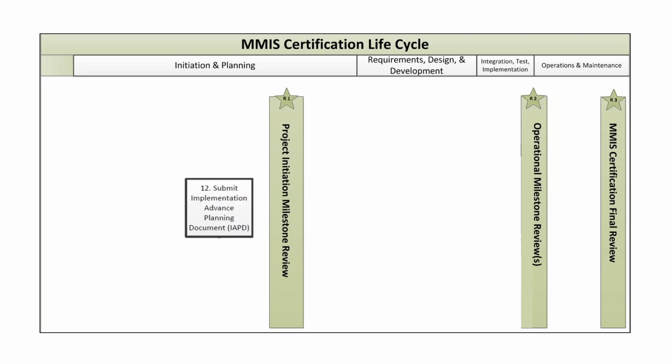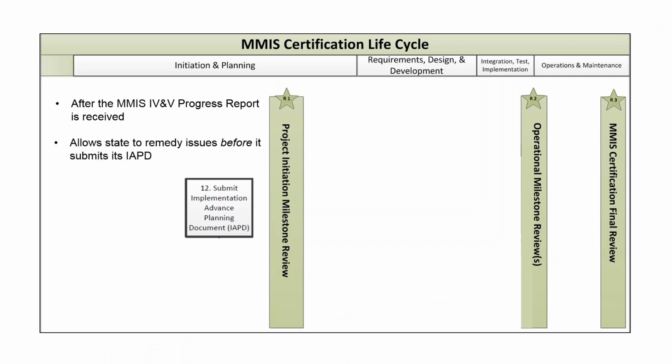Another key activity is the IAPD submission. The toolkit does not alter the APD process, but it does explain how the certification process and the APD process overlap. The state does not submit its IAPD until after it has received the IV&V contractor's IV&V progress report. This allows the state to remedy any issues before it submits the IAPD. The initial project initiation milestone review is held within 30 days of the IAPD submission. Approval of the IAPD itself does not depend upon the project initiation milestone review.